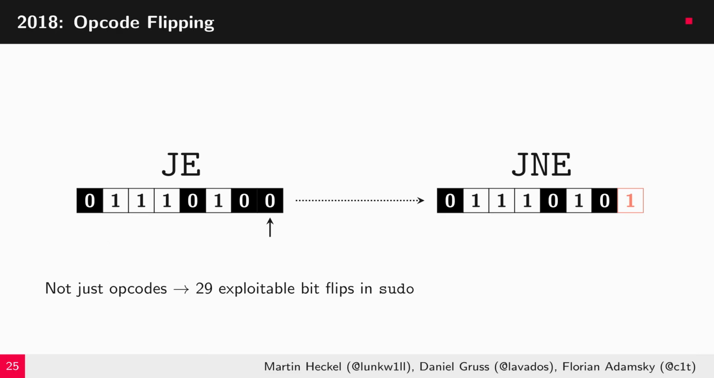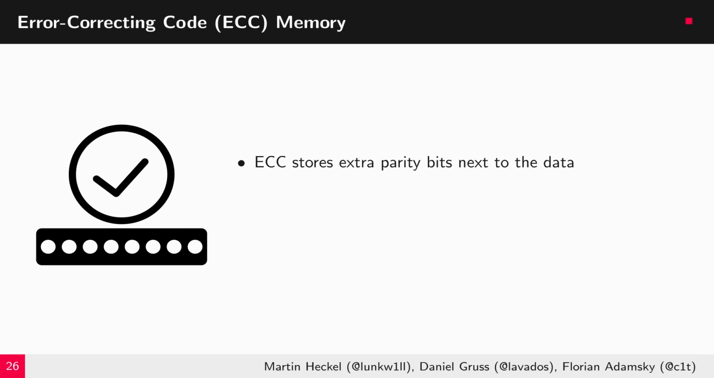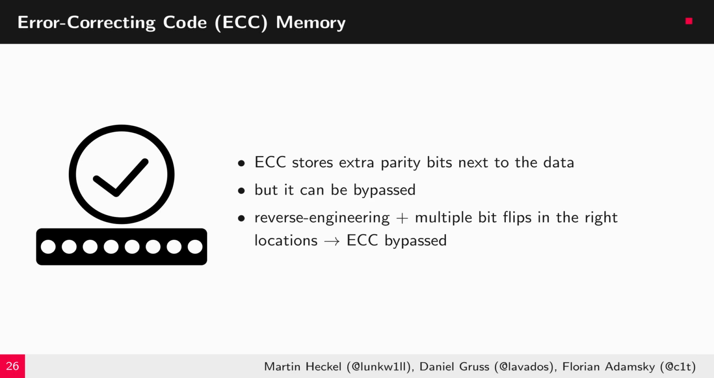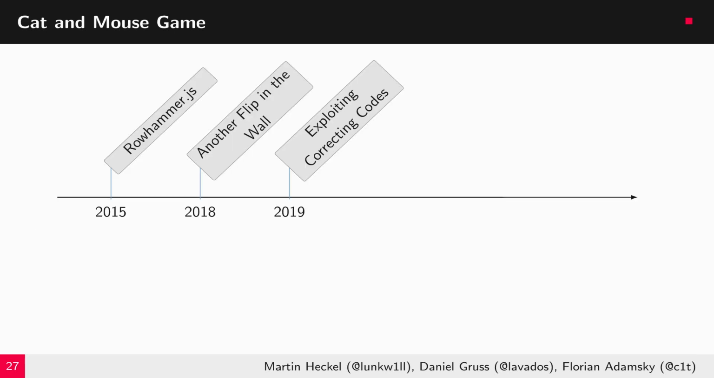But ECC memory to the rescue. So ECC is error correcting code. ECC memory actually stores a parity bit to each row, which means we can detect bit flips and fix them, right? But it also can be bypassed. There was a paper showing exactly that from VUSec, and they reverse engineered first how ECC works, and then with multiple bit flips in the right location, they can induce bit flips there as well. Exploitable bit flips.